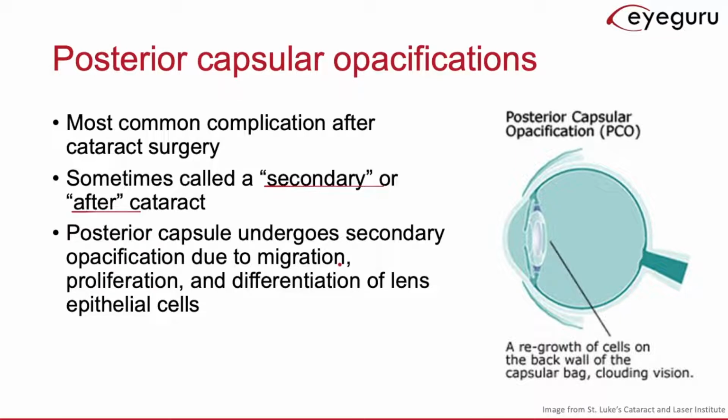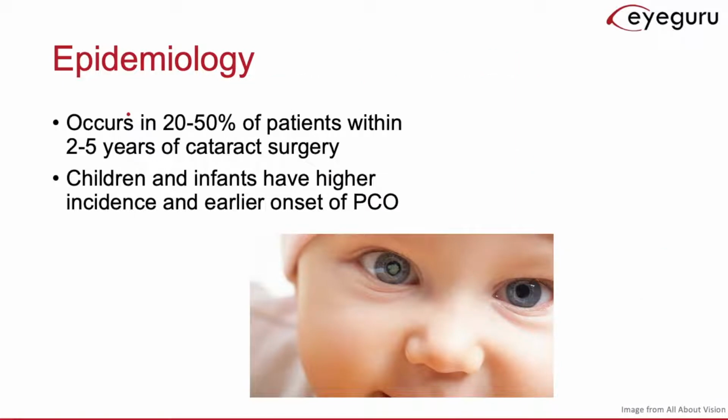In fact, the patient does not have a cataract in the traditional sense, since the patient has had their lens removed and an intraocular lens in place. A PCO occurs when residual lens epithelial cells migrate, proliferate, and differentiate on the posterior capsule, and it's this regrowth of cells that blocks incoming light and clouds vision. So in patients, PCOs are inevitable.